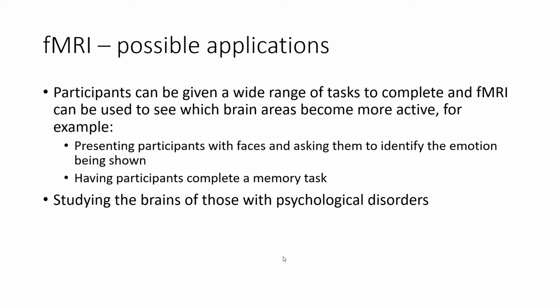We can also study the brains of people with psychological disorders. So we might find that there are different levels of activity in different parts of the brain in patients with OCD, for example. So for them, we might find that the orbitofrontal cortex is more or less active than in a normal or healthy population.